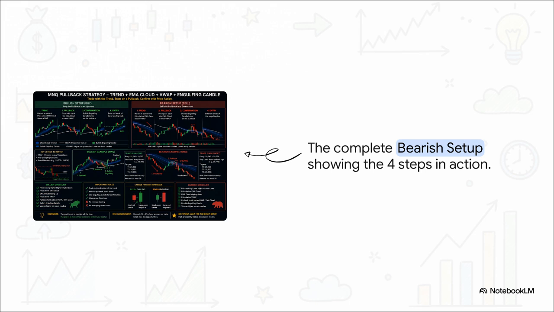Our pullback in this scenario is actually a temporary move up into the cloud, which is now acting as a ceiling or resistance. We wait for our confirmation, that bearish engulfing candle where the red swallows the green, and then we trigger our short entry, right as the price breaks below that engulfing low.